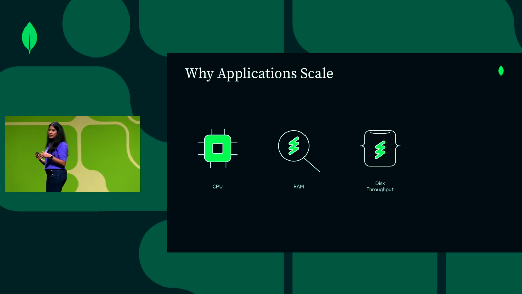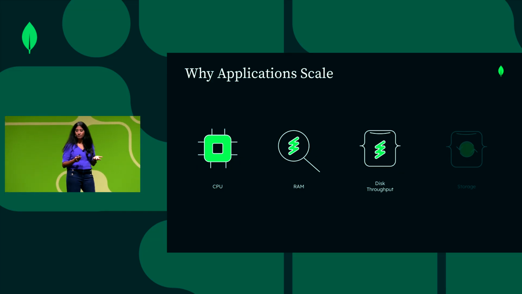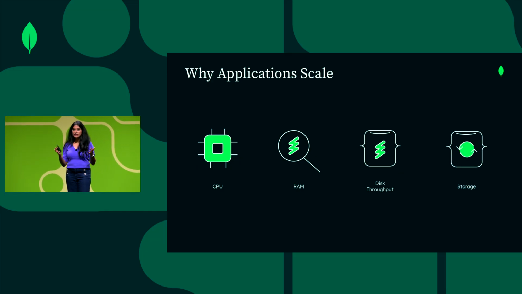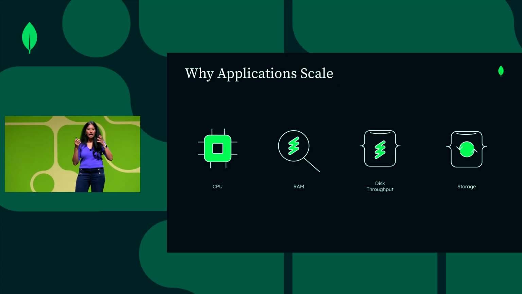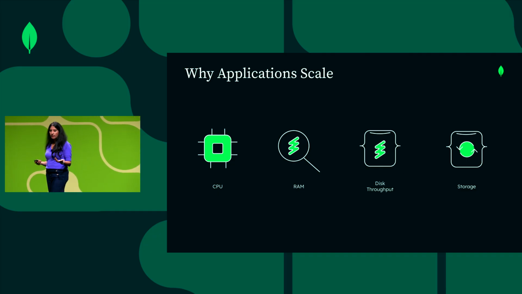The third reason is if your app is doing a lot of concurrent operations, your disk better keep up with it. That's another reason to scale, because you want more disk I/O. And the last reason is the most intuitive of all. You were storing a terabyte of data, but now you have to store 10 terabytes. So you need a bigger disk, and therefore you need to scale.